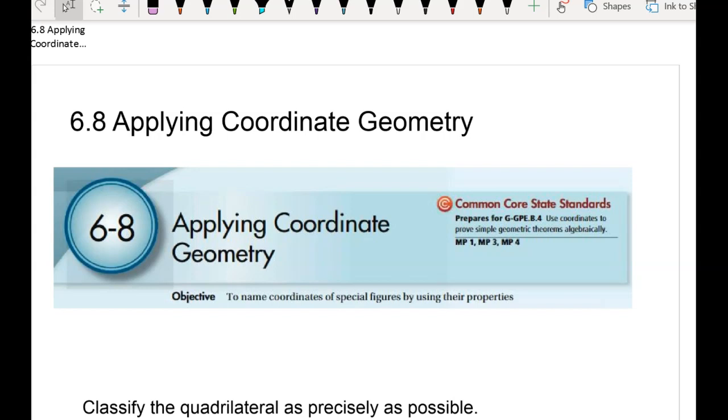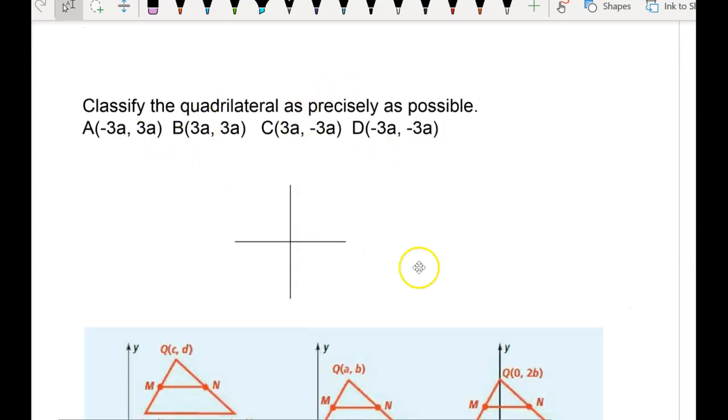Okay, this is lesson 6.8, applying coordinate geometry. So we hope to, when we're finished, be able to name the coordinates of special figures by using their properties. So we're going to begin with this example as a precursor to our lesson that I saw on one of Joshua Moore's videos. Okay, so the directions say to classify the quadrilateral as precisely as possible.